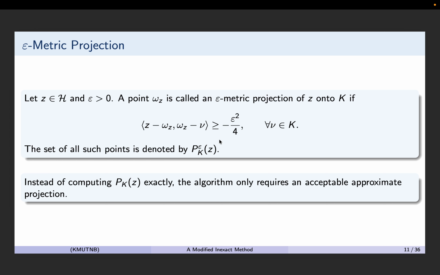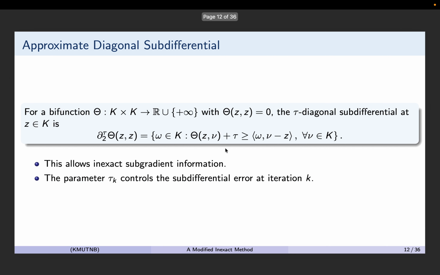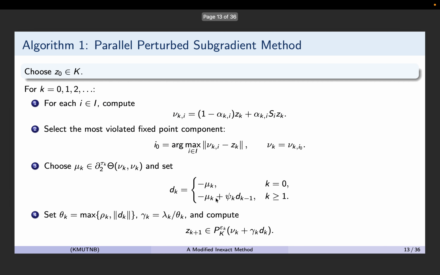In this sense, we are considering an epsilon squared over 4 metric projection of z onto K instead of the exact metric projection. And also here the subdifferential is approximated by this. You can see that it allows inexact subgradient information, and also the sequence tau k here controls the subdifferential error at each iteration k. So this gives also more flexibility in the subdifferential calculation.